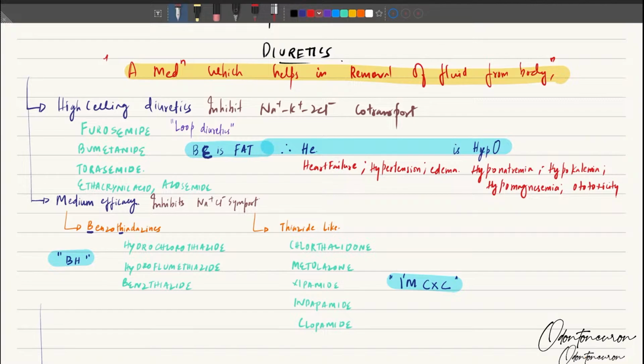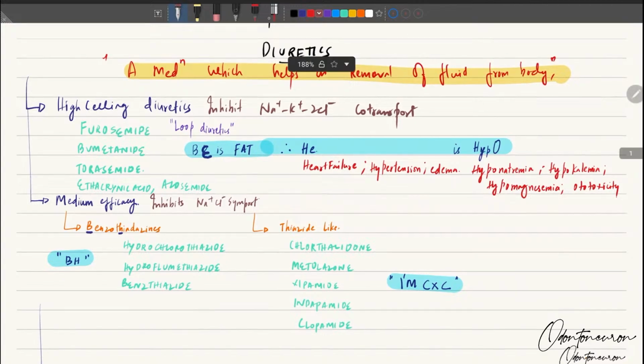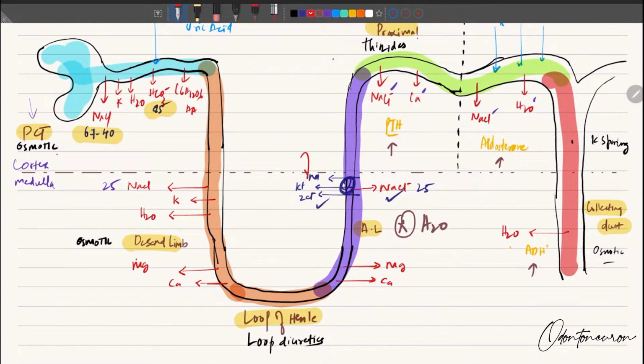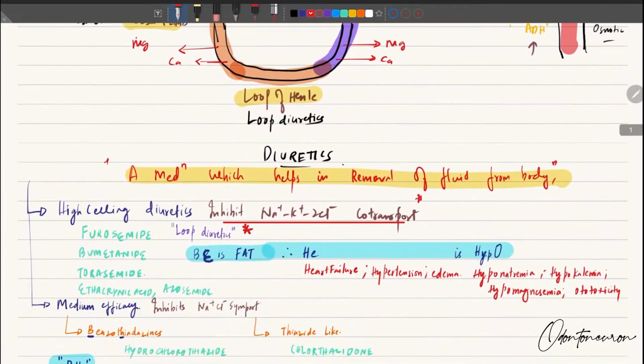classification. So diuretics can be classified into various parts. First, I'll talk about high ceiling diuretics, which is very important, because these high ceiling diuretics are also called loop diuretics. When I say loop diuretics, it acts in the loop, right? Therefore, the name is loop diuretics. So what does it inhibit? It inhibits the sodium potassium 2 chloride co-transport. As we saw in the earlier diagram, this transporter is being inhibited by the loop diuretic, okay?